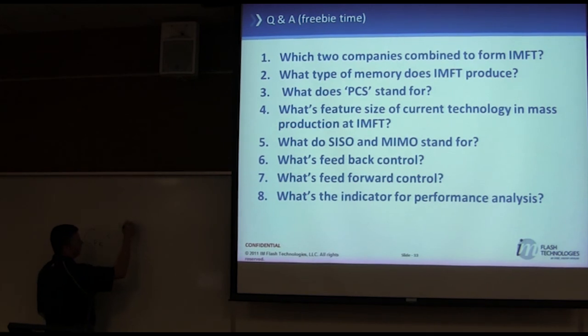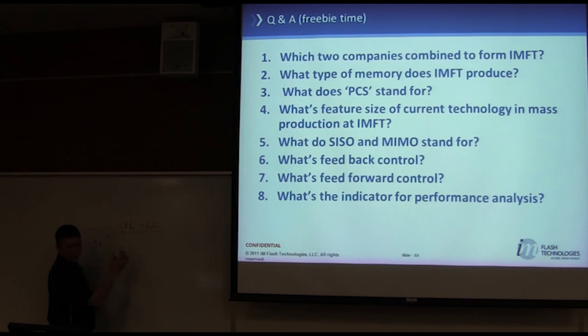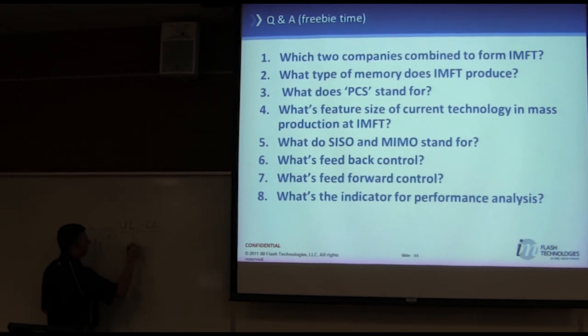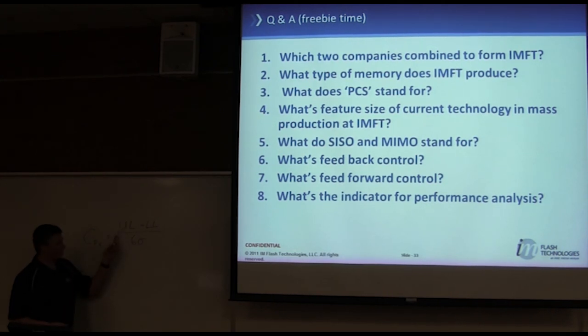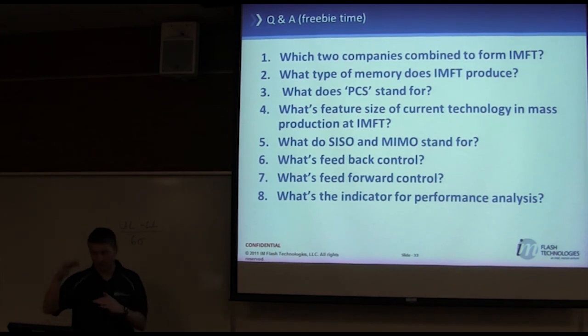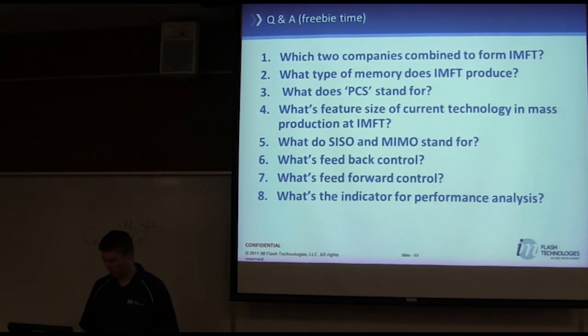CPK is your upper limit minus your lower limit, and these are control or spec limits, divided by 6 sigma. So basically you're normalizing by the amount of noise that you have in your process. So if you had a CPK of 1, then that tells you that your limits are spaced exactly 3 sigma away from the target. You're centered basically within that 3 sigma area.